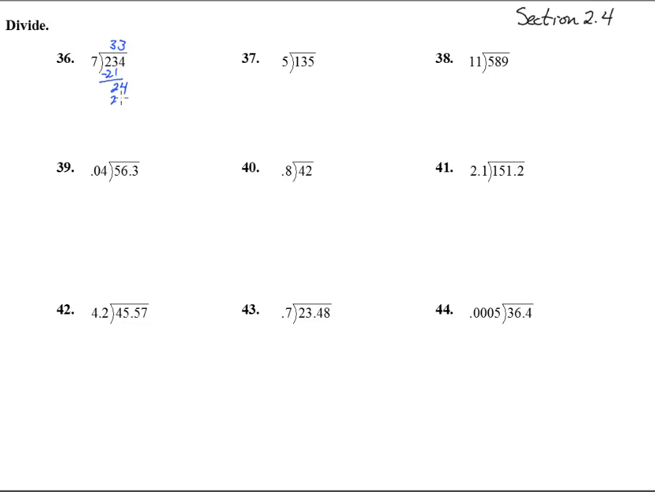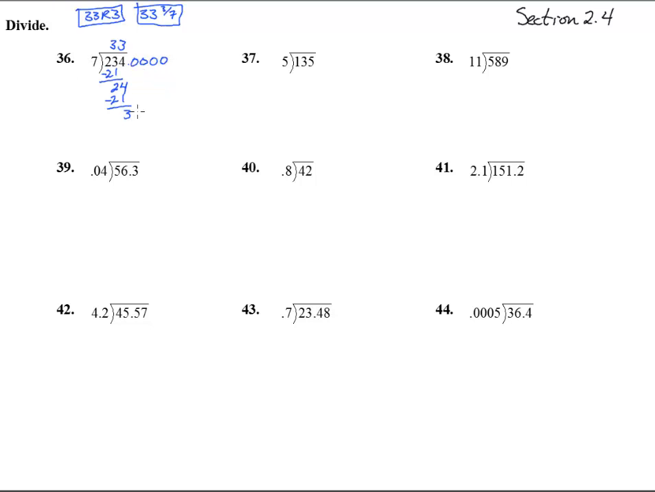3 times 7 is 21. Subtract, and we get 3. So we could write 33 remainder 3 as an answer, or 33 and 3/7 as an answer. That's also acceptable. And the other way of doing it is if we just put a point 0, 0, 0, go out a little ways, we could keep going.